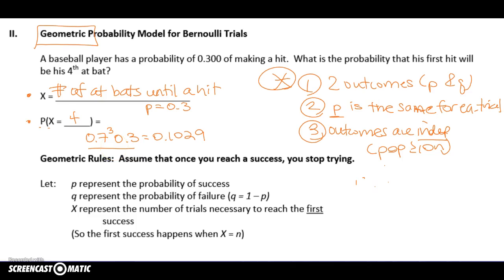So our actual geometric rules: P is the probability of success, Q is the probability of failure, and remember that we can also call this 1 minus P because P and Q have to add to 1. X is going to be the number of trials until the first success. This is the main focus of a geometric distribution. Our notation is going to be the first success happening when X equals n, where this is the trial that the first success occurs on.